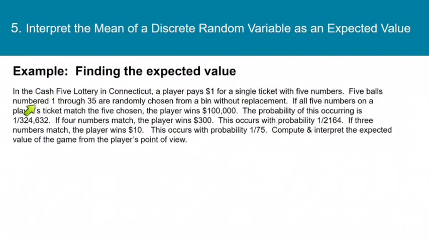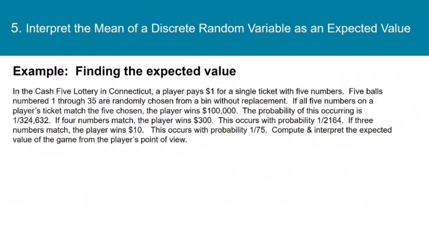And here's one more example that's a lottery problem. This one says, in the Cash 5 lottery in Connecticut, a player pays $1 for a single ticket with 5 numbers. 5 balls numbered 1 through 35 are randomly chosen from a bin without replacement. If all 5 numbers on a player's ticket match the 5 chosen, the player wins $100,000. The probability of this occurring is 1 out of 324,632. If 4 numbers match, the player wins $300.